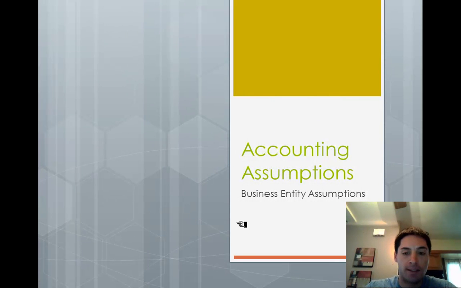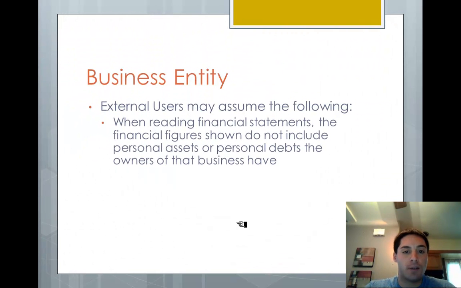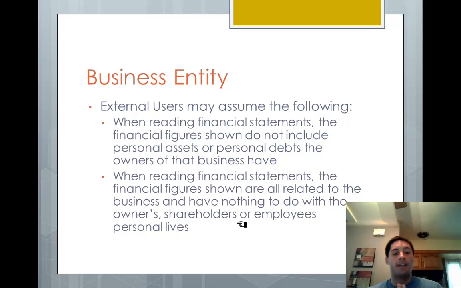Alright, first assumption, business entity assumption. Under this assumption, external users can assume the following, that when they read a financial statement, the figures shown on that statement absolutely do not include the personal assets, personal debts that the owners of that business might have. In addition, when reading financial statements, external users can also assume that all the financial figures shown on that statement are related just to the business and have absolutely nothing to do with the owners, shareholders, or employees' personal lives. Let me give an example of what this looks like.